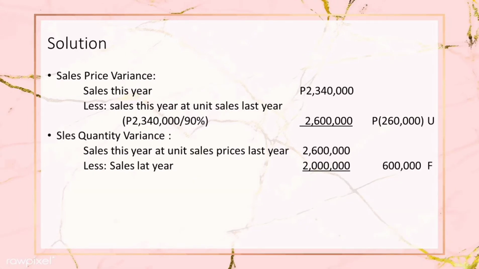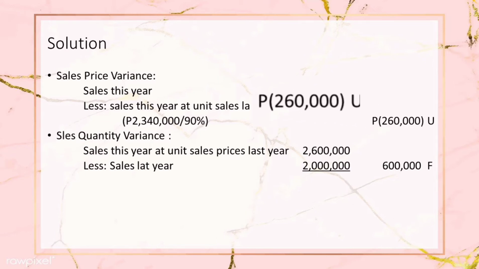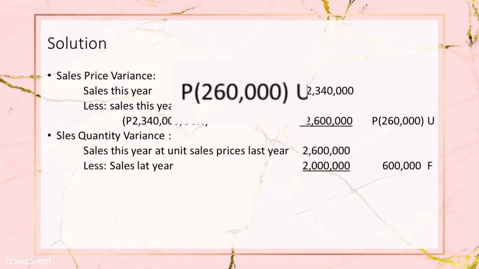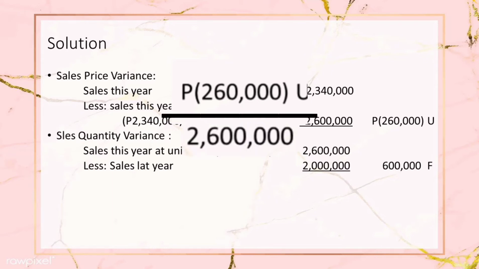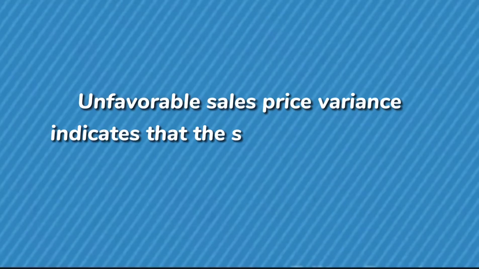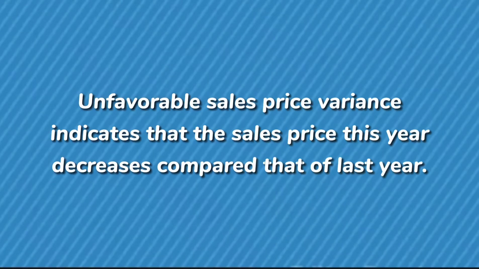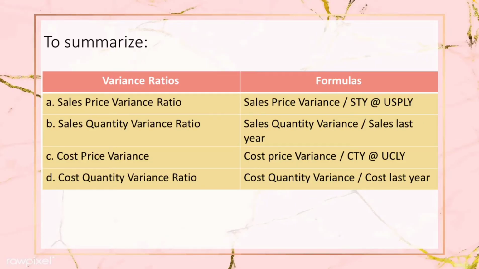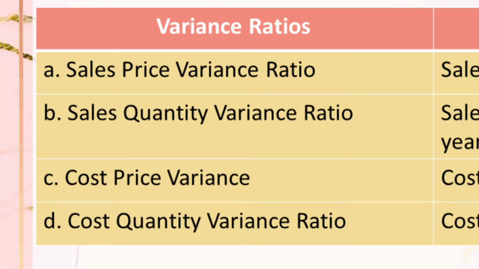Using the sales price variance of 260,000, which is unfavorable, we can check the percentage change in sales price as follows. The sales price variance of 260,000 is divided by the sales this year at unit sales price last year, which is 2,600,000, so we have a sales price variance ratio of 10% unfavorable. An unfavorable sales price variance indicates that the sales price this year decreased compared to last year.